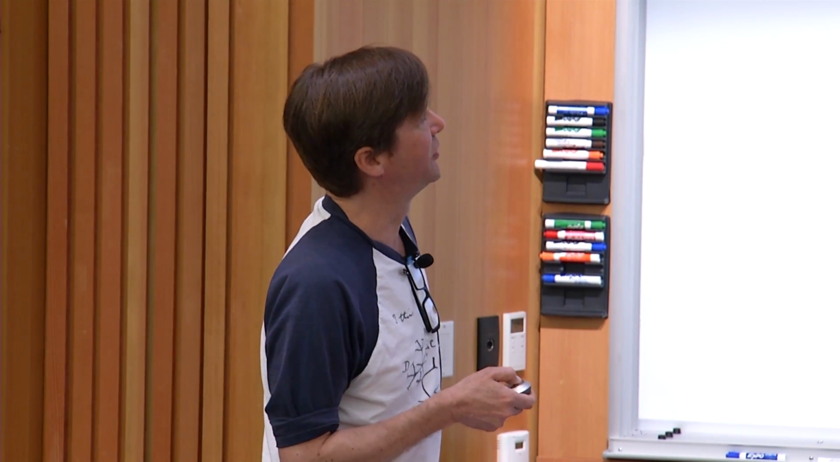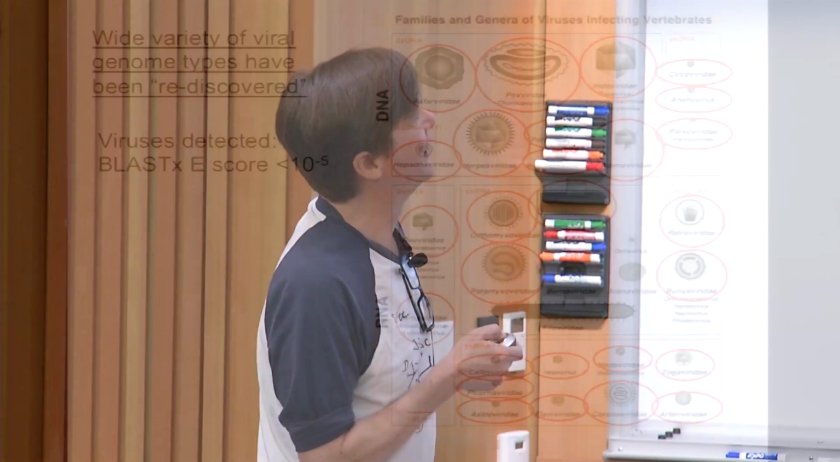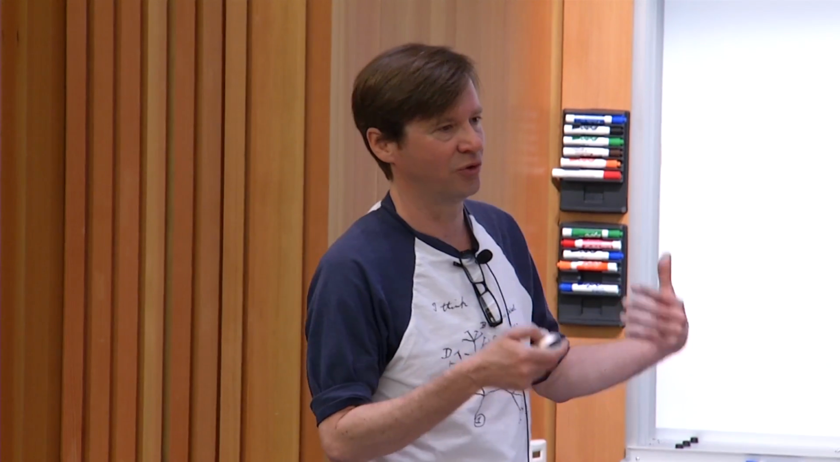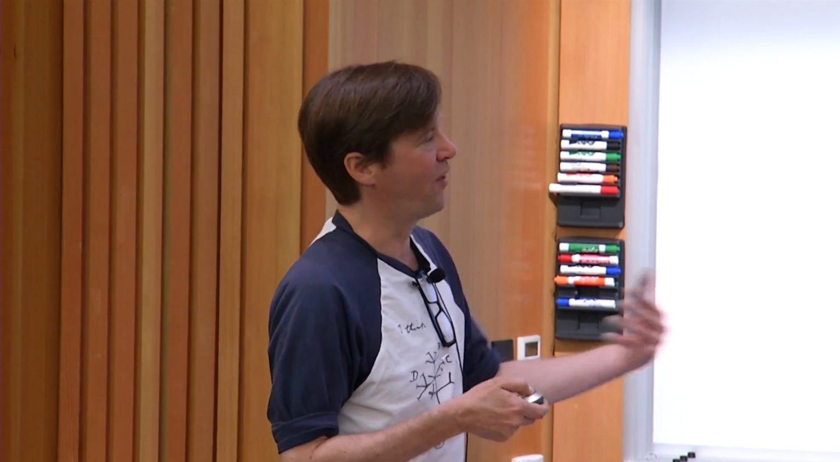So we know the technology is fairly good because we've basically rediscovered a lot of viruses. And more importantly, we've gotten viral genomes or fractions of genomes from all the different types of viruses: the DNA, the RNA, the double-stranded, single-stranded, circular, fragmented, multiple fragments, and so forth. So it's a very non-specific approach.